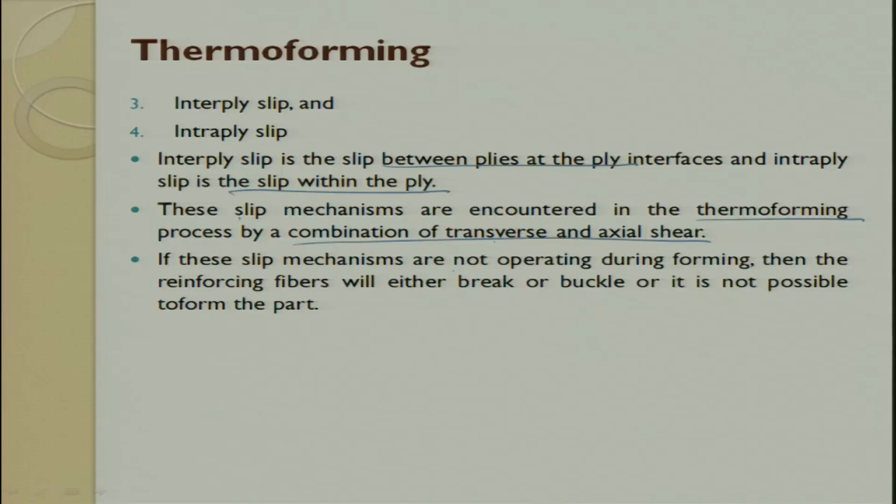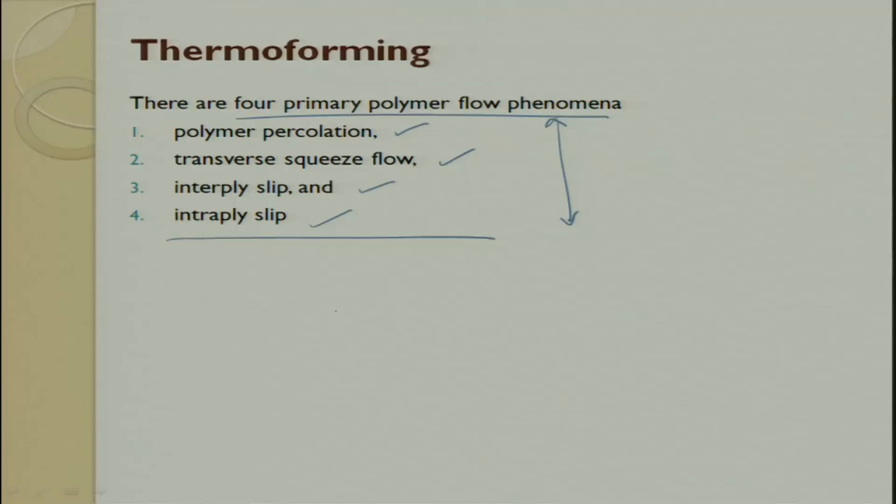Transverse and axial shear. If these slip mechanisms are not operating during forming, then the reinforcing fiber will either break or buckle or lead to a poor quality output. So, all the 4 mechanisms we discussed till now are pretty important, and you should understand all 4.